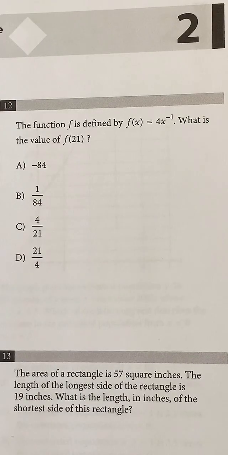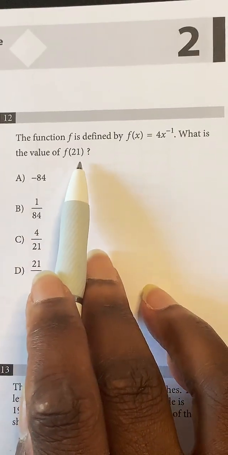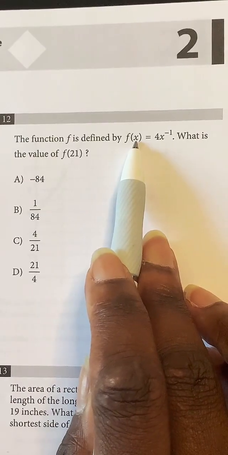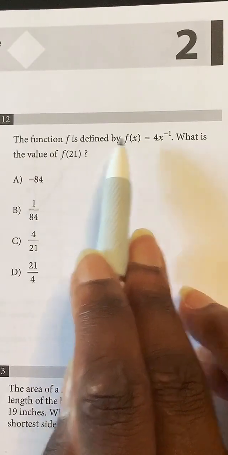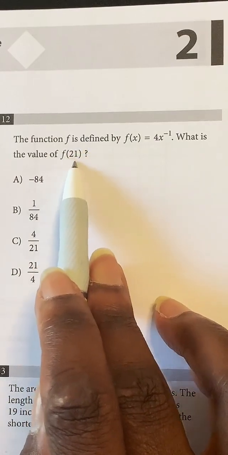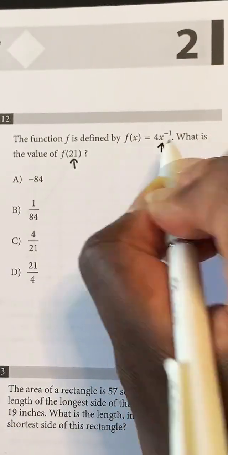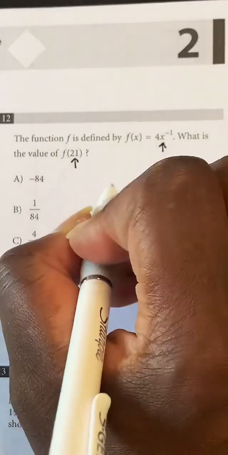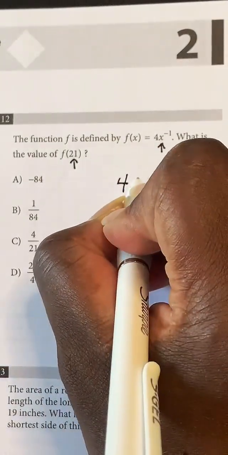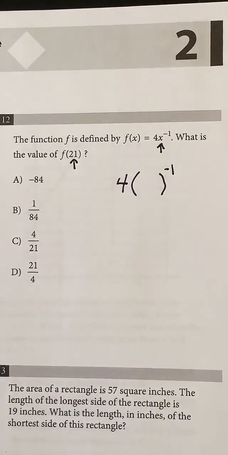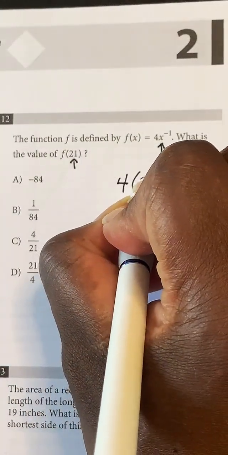Let's take a look. Now, we have f of 21. Okay, notice the 21 is in the same spot where x is. So all we're doing is when you see a function like this, whatever's inside this parenthesis, you're going to substitute for the variable of x. So it's going to look like this. 4, and I always put parentheses around what I'm substituting. That's just something that I do.